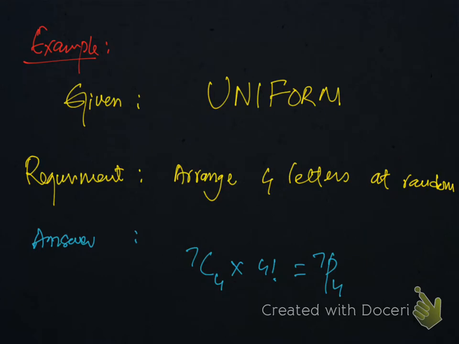Example, uniform. Requirement: arrange 4 letters at random from the 7 letters of the word uniform. So we normally write 7P4 for that. But the breakup of 7P4 is 7C4 and 4 factorial. So in 7P4, we first select 4 letters and then we arrange them randomly. So this is the breakup of 7P4.